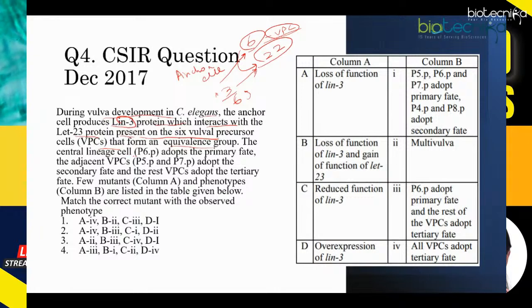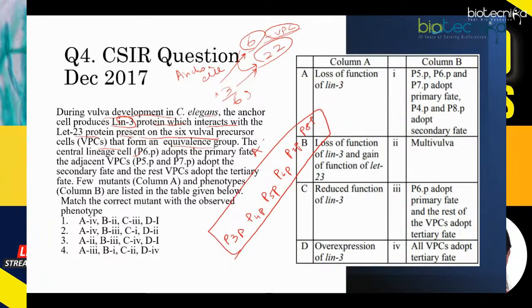Now the central lineage cell is P6.p. Those VPCs are named from P3.p to P8.p. So we have P3.p, P4.p, P5.p, P6.p, P7.p and P8.p. These are the names of the 6 vulval precursor cells. The anchor cell sends signal to all of them, but only the central 3 cells form the vulva. The central lineage cell, P6.p, which the anchor cell is closest to, takes the primary fate, and the cells near it, P5.p and P7.p, take the secondary fate.